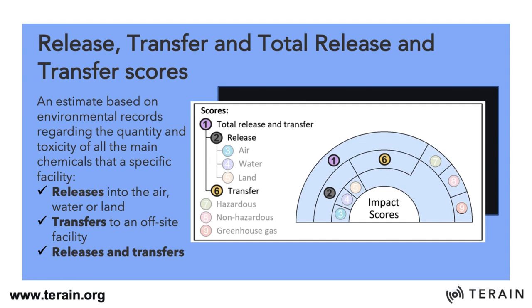Then we've got scores number 2, 6, and 1. These are the release, transfer, and total release and transfer scores, respectively. These scores are based on the environmental records regarding the quantity and toxicity of all the main chemicals that a specific facility releases into the air, the water, or the land, for score number 2, that a facility might transfer to an off-site facility in the case of score number 6, or that a facility might release and transfer as a whole in the case of score number 1.